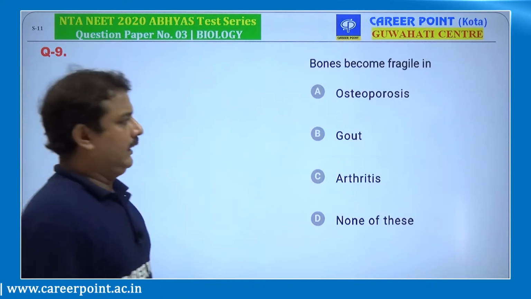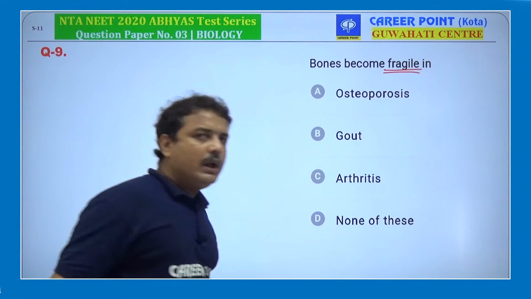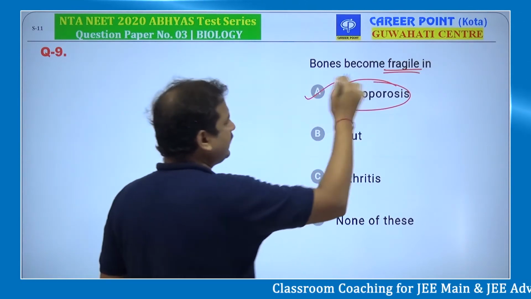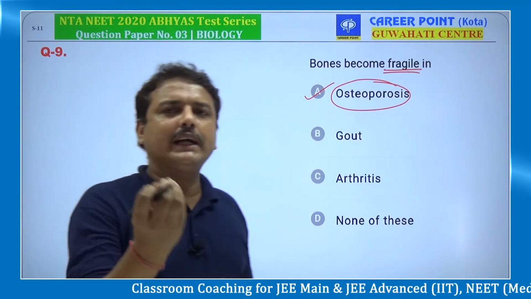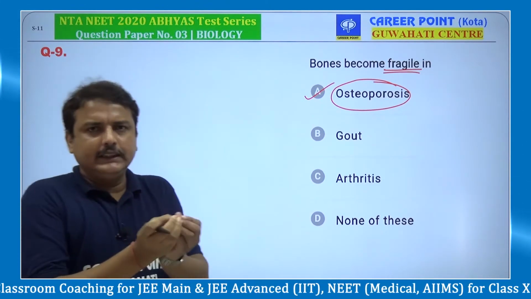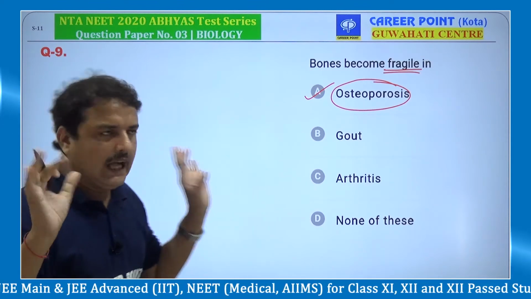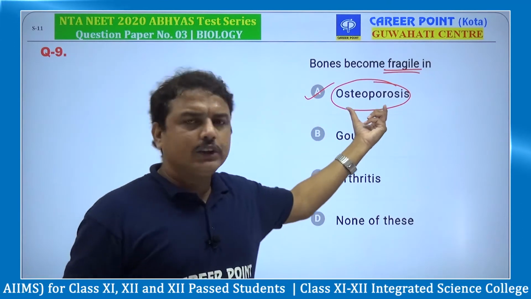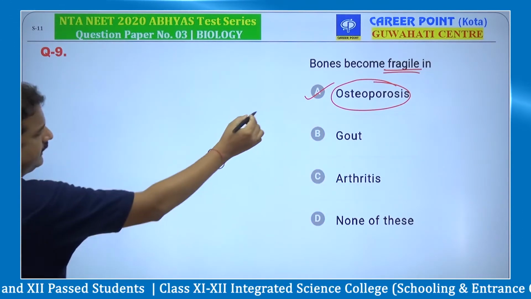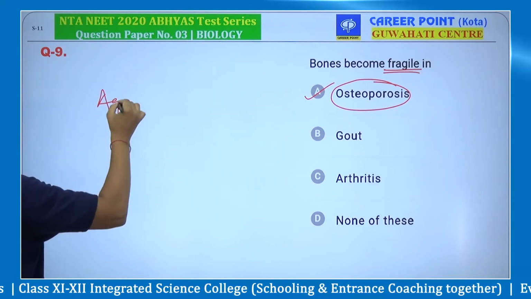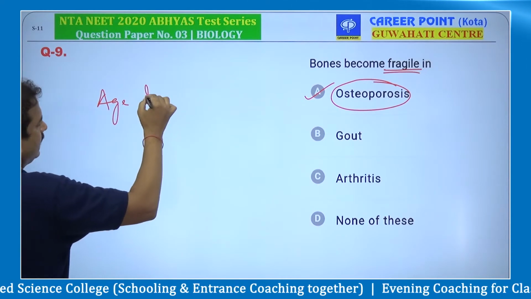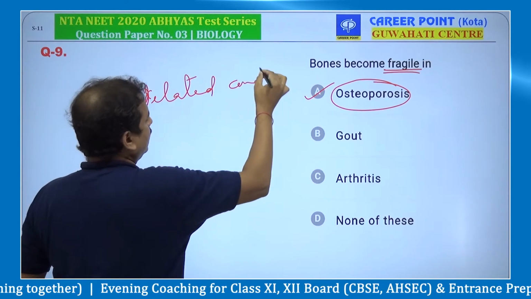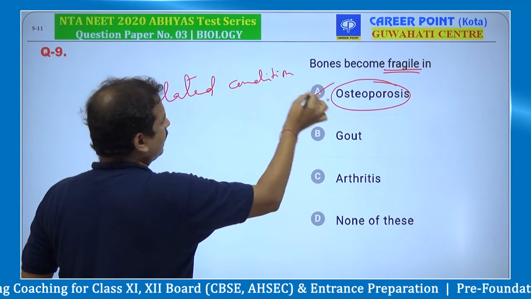Bones become fragile. Ultimately bones become more brittle when the condition is called osteoporosis. Osteoporosis is the condition when bones become porous and easily broken. So that is called a brittle condition. Now, why does osteoporosis occur? There are several conditions because of which osteoporosis occurs. First of all, it is an age-related condition, number 1.